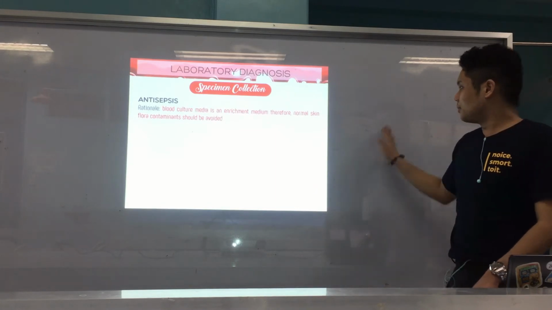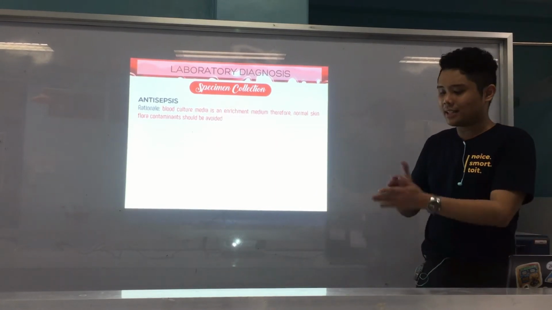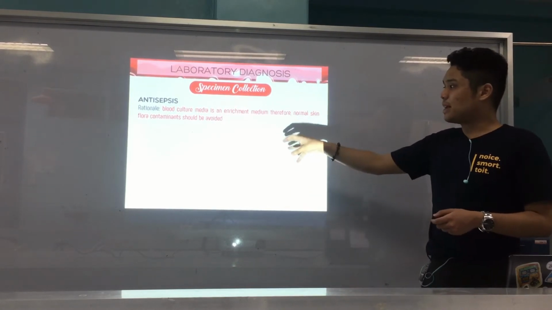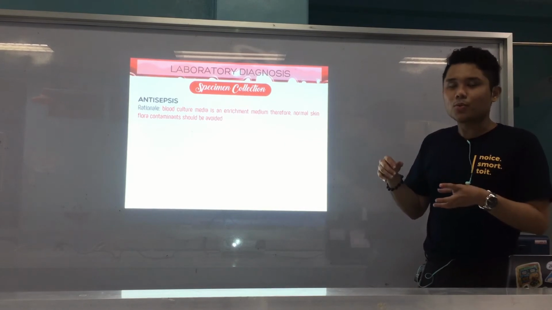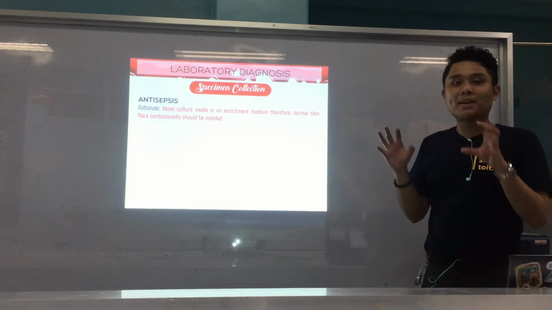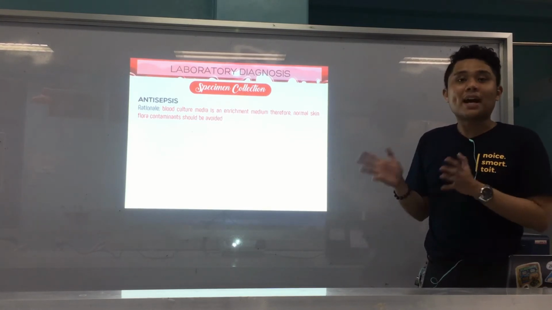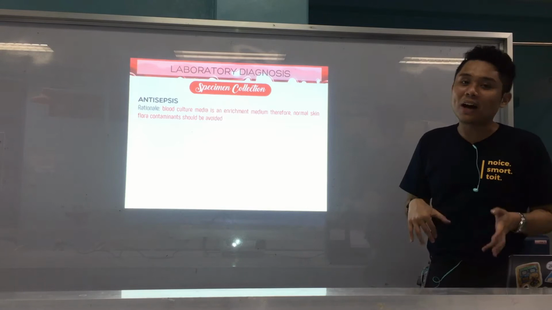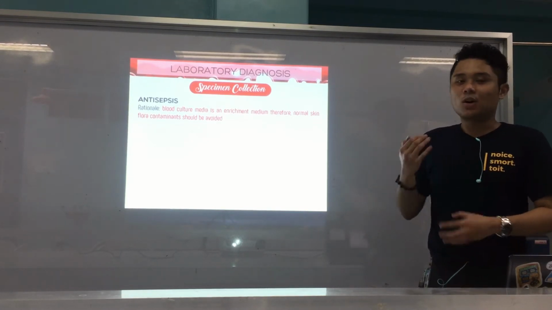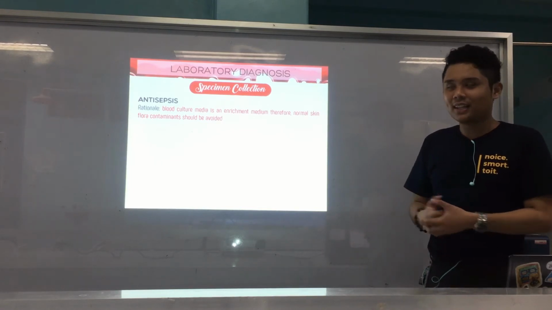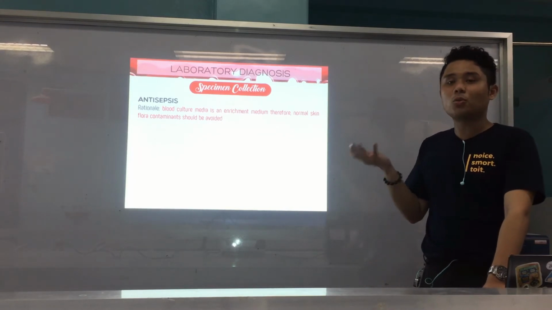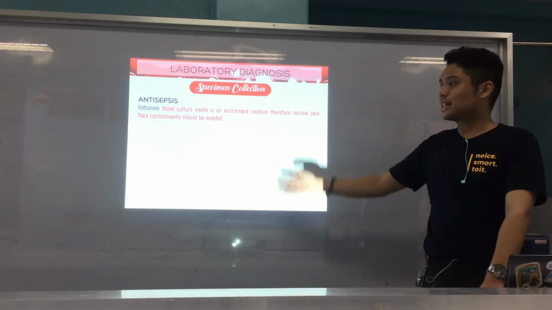So again, usually your blood nowadays is inoculated to a blood culture medium, all right? And this is an enrichment medium. Therefore, we need to avoid normal skin flora contaminants. Because it's an enrichment medium, it can multiply these contaminants, which we don't want, okay? Those are contaminants, and these are the ones that do not cause the disease. What we are really looking for is the pathogen. So that is the rationale for why we need to practice antisepsis. Still the same, we don't want any contamination, especially from the skin flora.